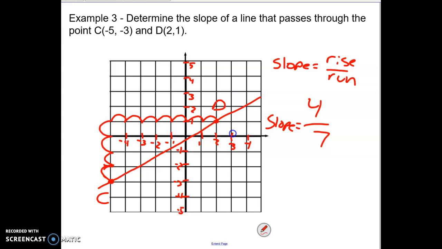Now, do you think we actually had to draw the line for this one? Or could we have just done it using our points? And that's what we're going to talk about next. So you can pause the video to make sure everyone gets the graph down, and then we'll keep on going.